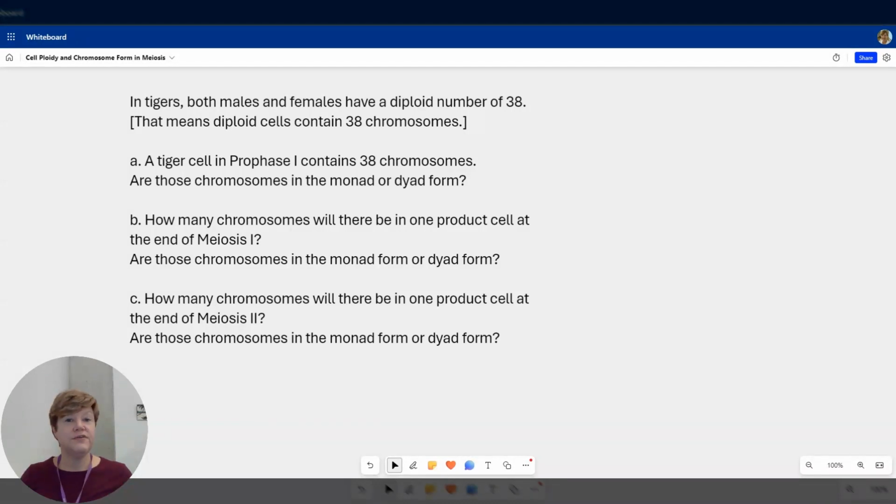So if you're having any confusion about what diploid and haploid mean compared to what dyad and monad mean, that's a really important question and a really important discussion that we need to have if you're still struggling with that. So this is the time to get some extra help. Come to office hours, send me a text. We can jump on Teams or just talk over text or email. So please let me know if you're still struggling with this.